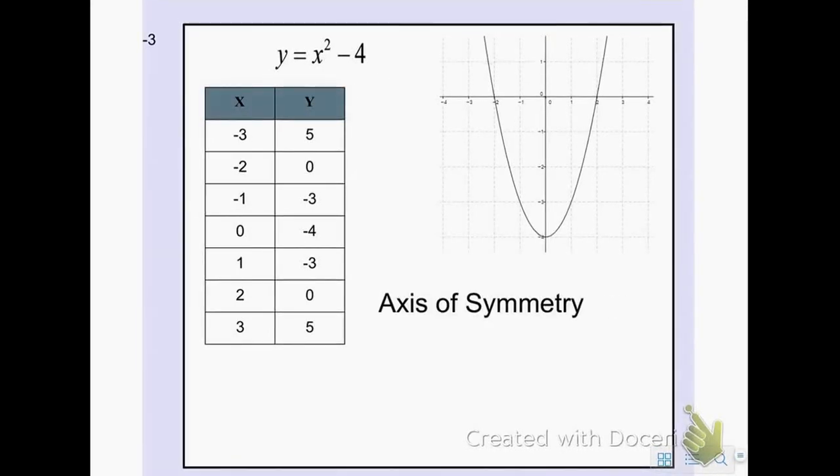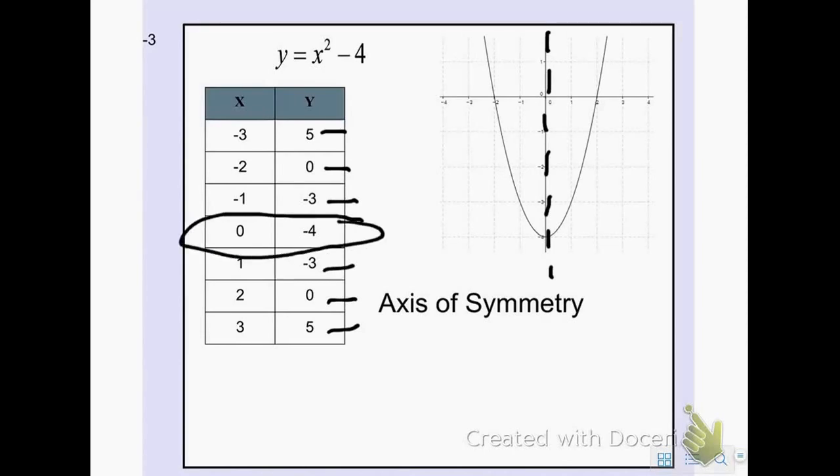And then your axis of symmetry. Remember, your axis of symmetry is simply a line that divides that parabola or quadratic function into two identical sections. So we draw the line in the picture, but you can also find that from the table. Remember, symmetry is like a mirror. Notice I have a 5 and a 5, a 0 and a 0, a -3 and a -3, but I only have one -4. That is going to be where your axis of symmetry is, and you use the x-coordinate, so I would say it's x equals 0. I have to use my y values or my function values to find the symmetry, but wherever my symmetry is, my x value is my equation for my axis of symmetry.